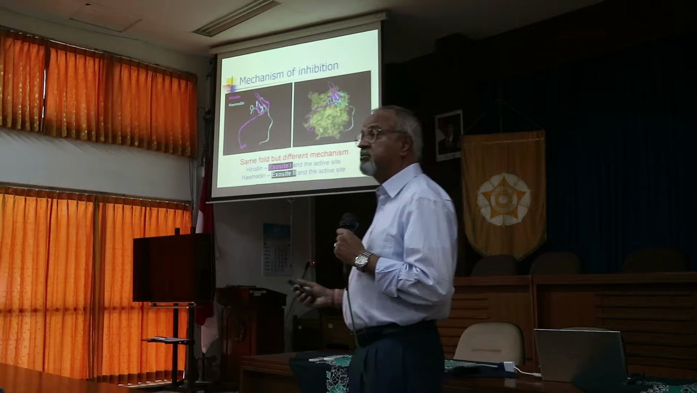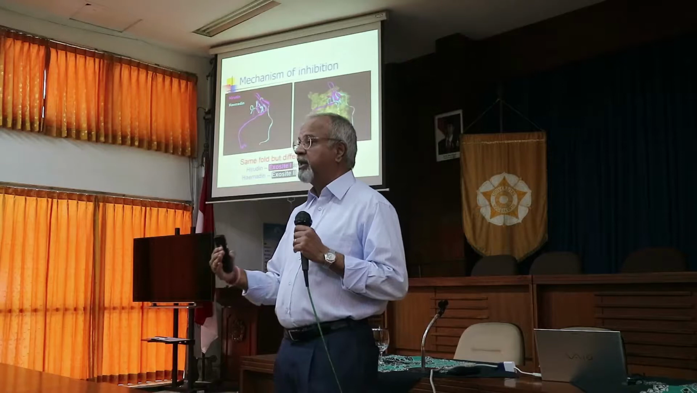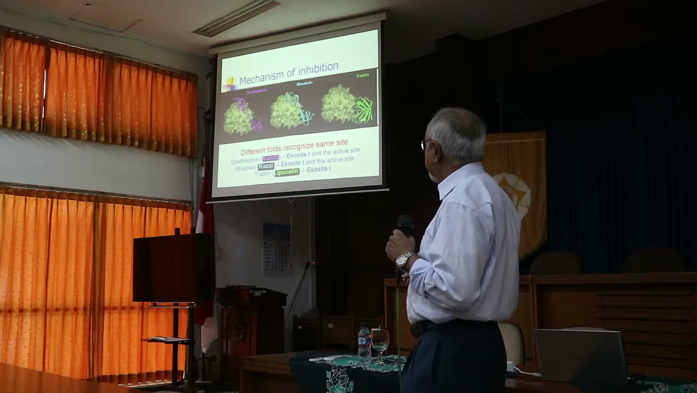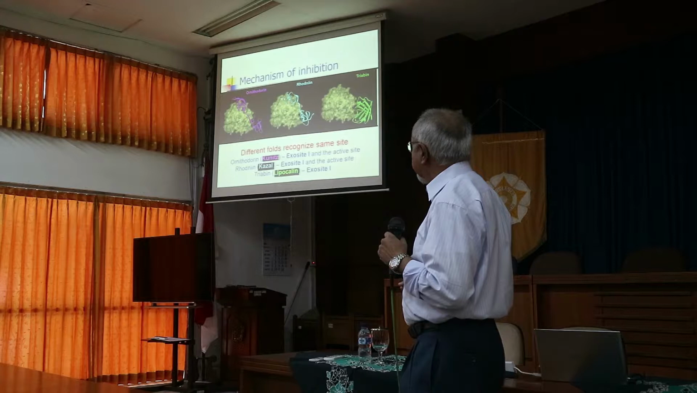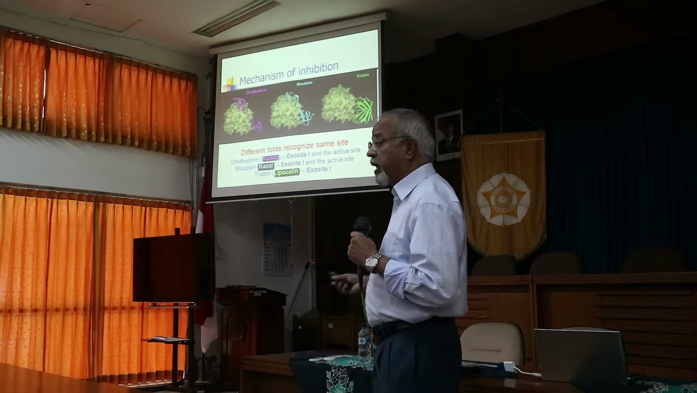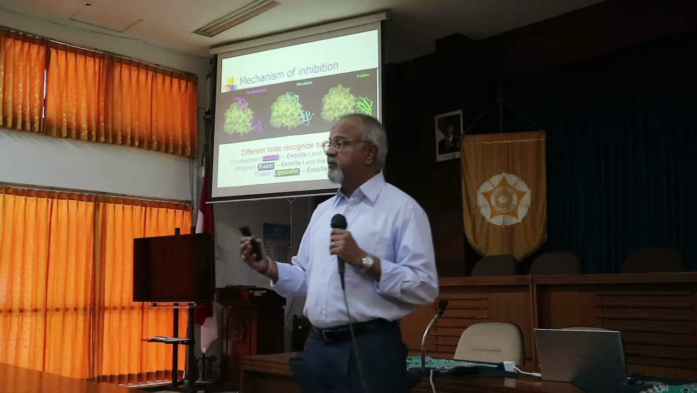So even the mechanism by which they inhibit will be very different. Okay? And if you look at the mechanism of inhibition of various different molecules like ornithodorin, which is a Kunitz inhibitor, and rhodanine, which is a Kazal inhibitor, and lipocalin, which is a different set of molecules, triabin, they all bind to exosite 1 and block the thrombin. So in spite of having different structures, they recognize the same exosite 1.